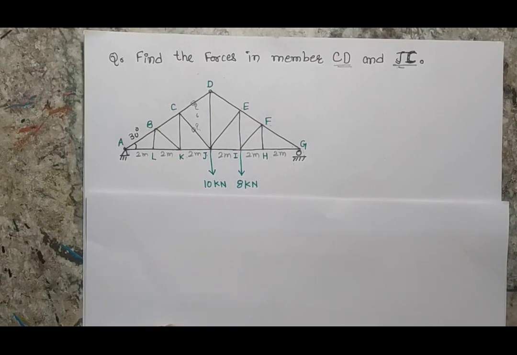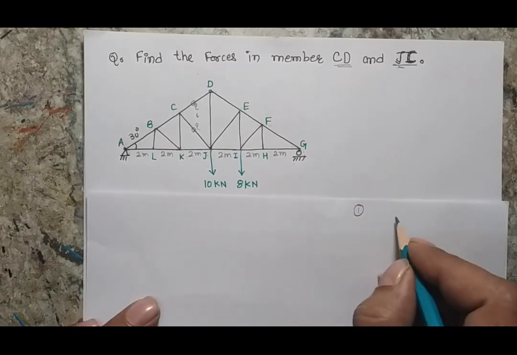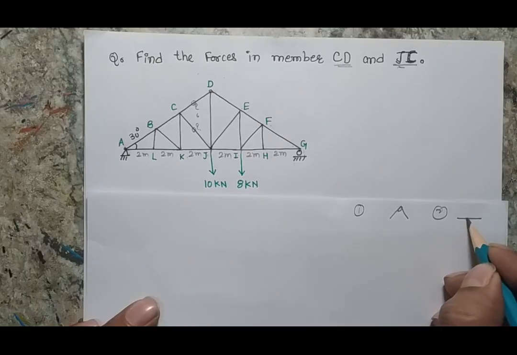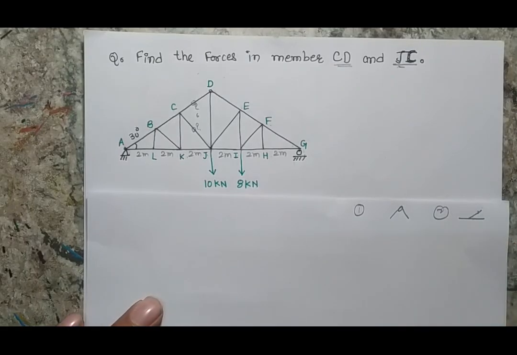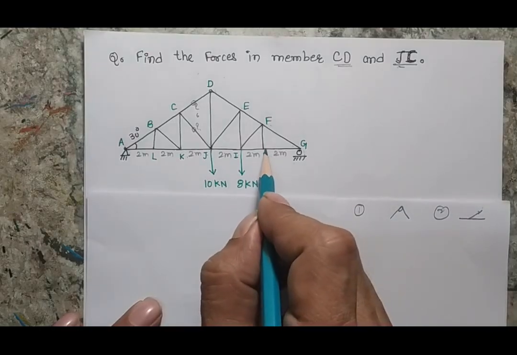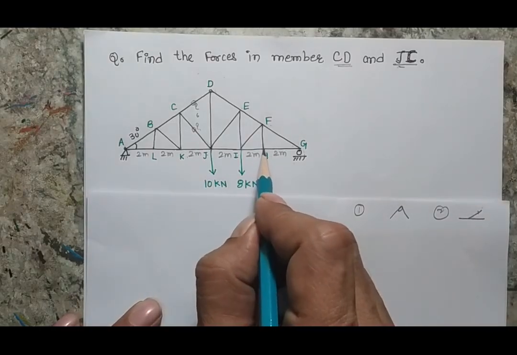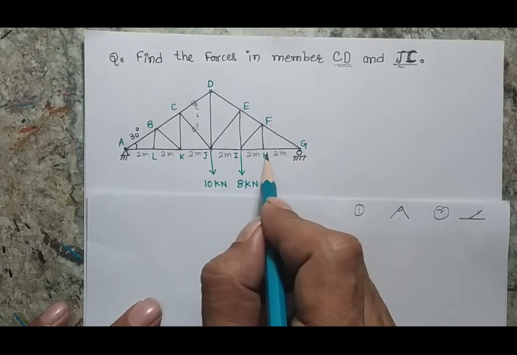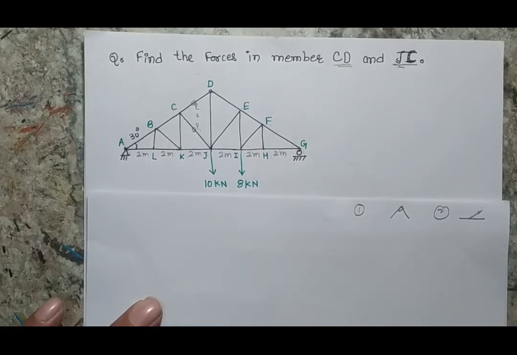So now I know there are two rules. The first rule says two members alone. The second rule says if there are two collinear members with a side branch, the side branch will be zero. So here, if I see carefully, I can see the joint H. In joint H, the members IH and HG are collinear and my HF is a side branch.